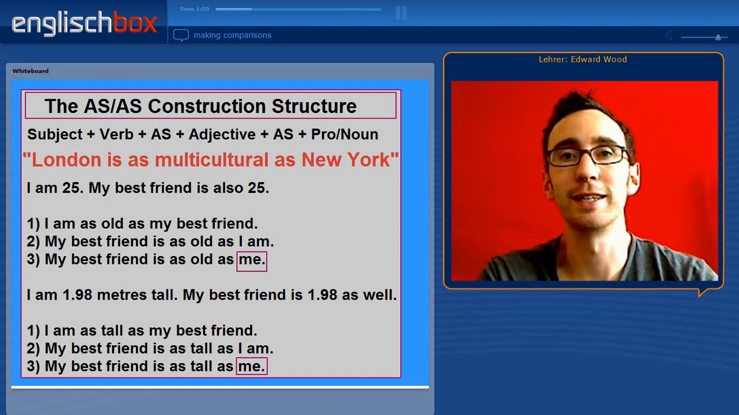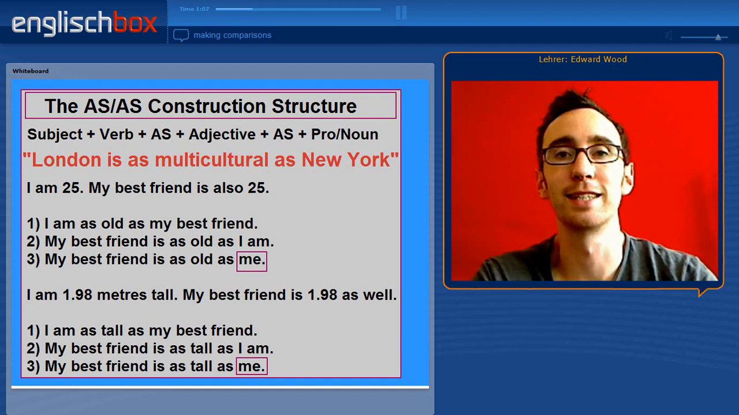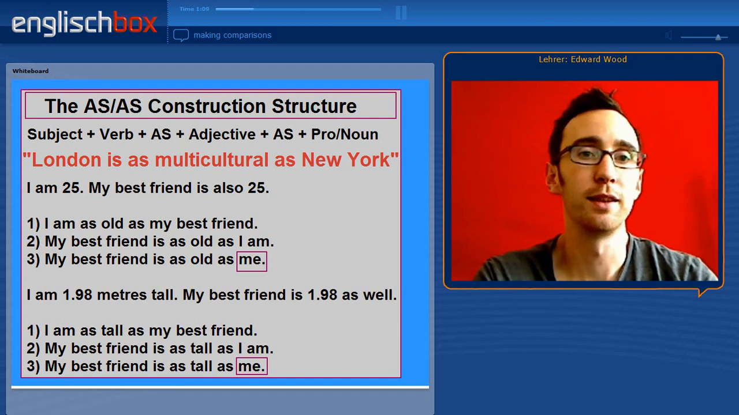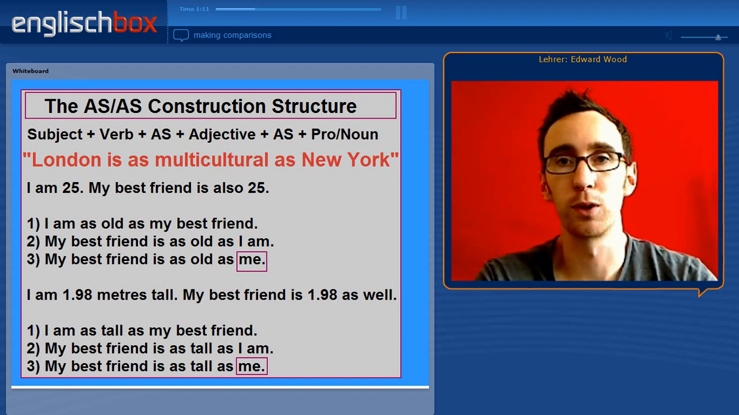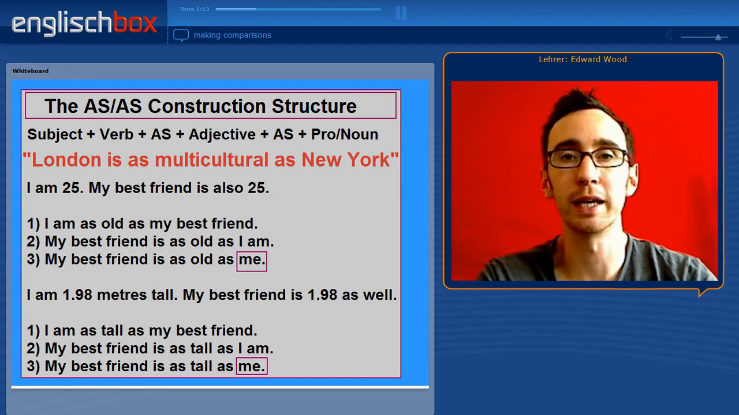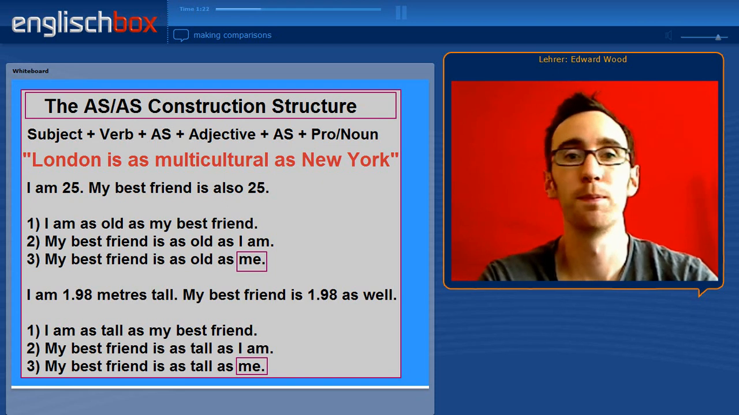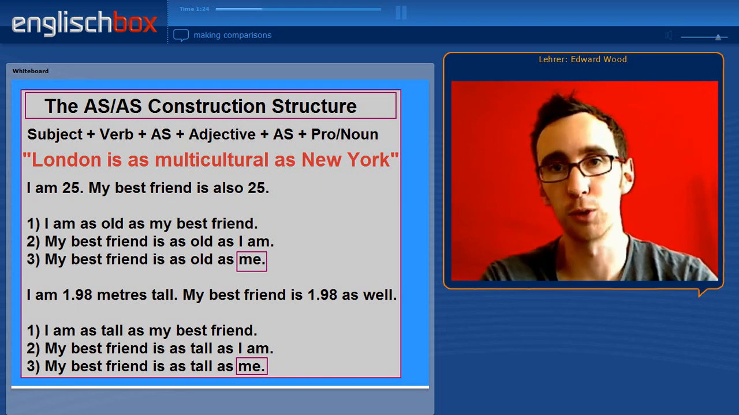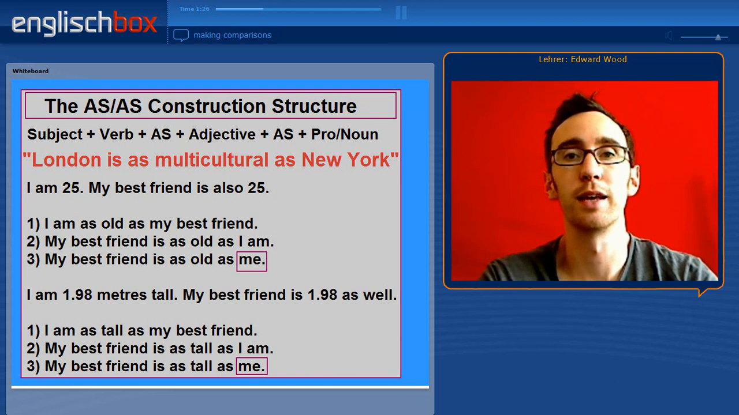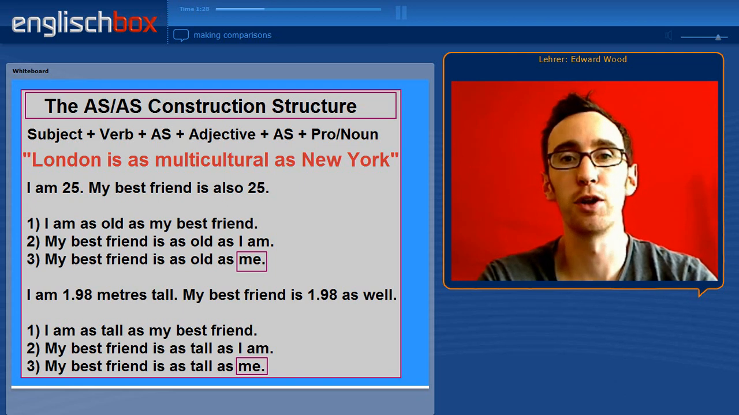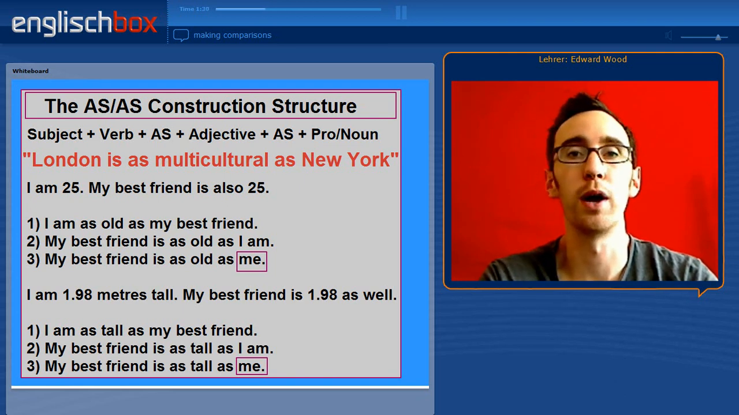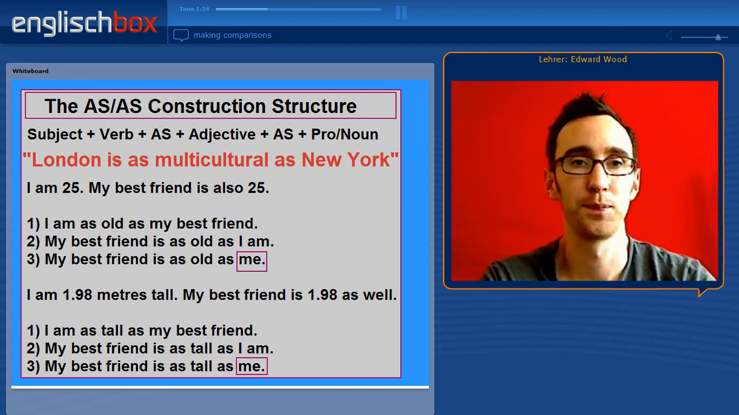So let's look at the structure of an as sentence. London is as multicultural as New York. We begin with the subject, London, then we have the verb, is, then we have the first as or so, then the adjective, multicultural in this instance, then as again, followed by a noun or a pronoun. In this case, we have New York.